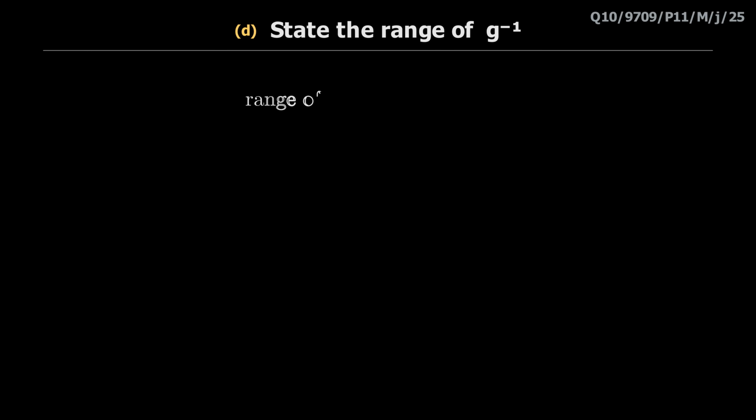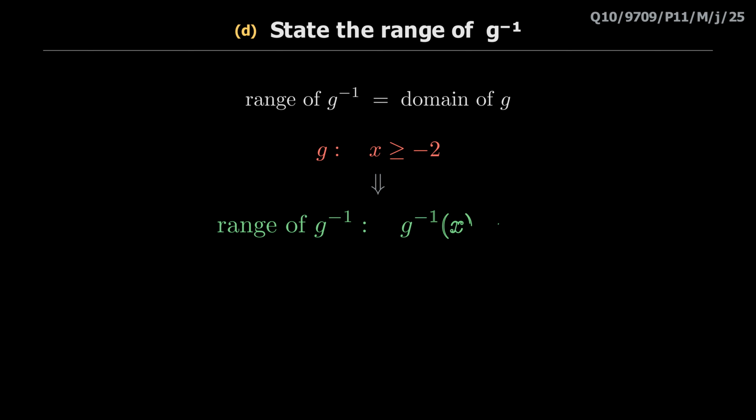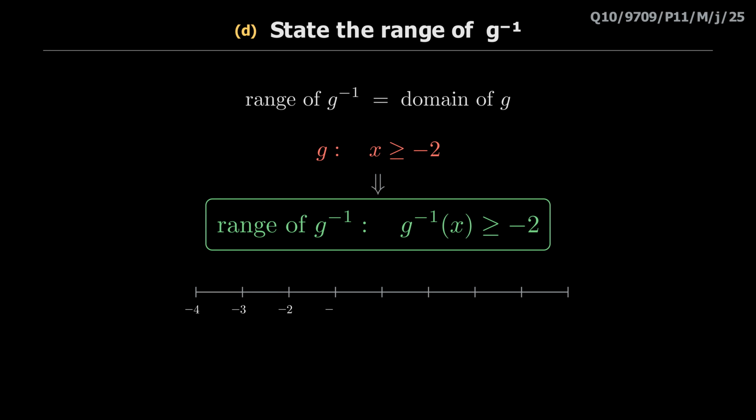Part D. The range of g inverse equals the domain of g. The domain of g is x greater than or equal to minus 2. So the range of g inverse is g inverse of x greater than or equal to minus 2. On the number line, the range starts at minus 2 and continues to the right.